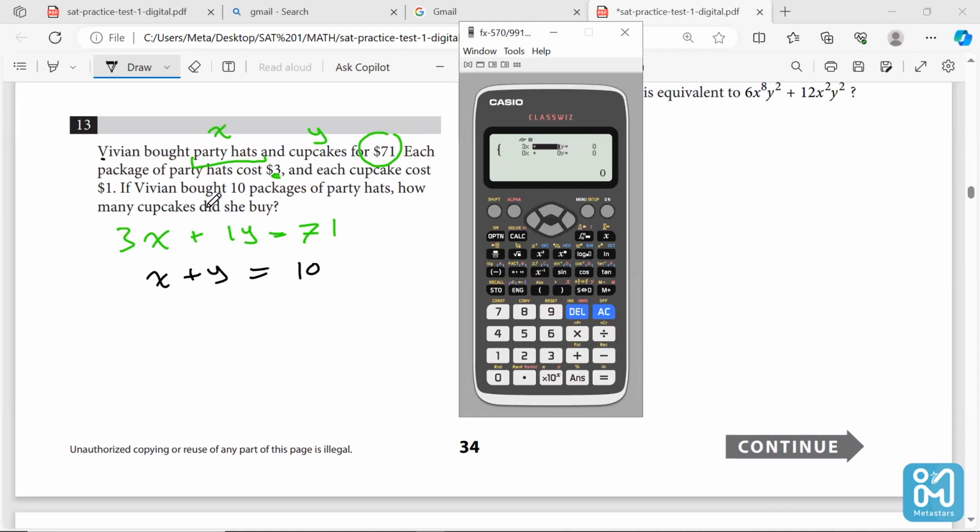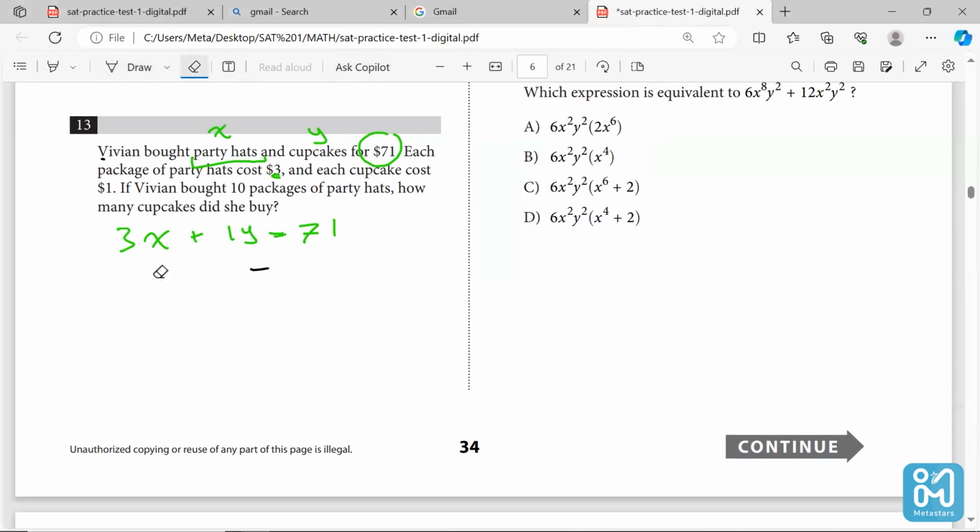Ustaz, the total I have it here: Vivian bought 10 packages of party hats. Ah, okay, I'm sorry. I made a mistake. It's not a simultaneous equation. They give us x already. It says she bought 10 packages of party hats, so I will replace x by 10.